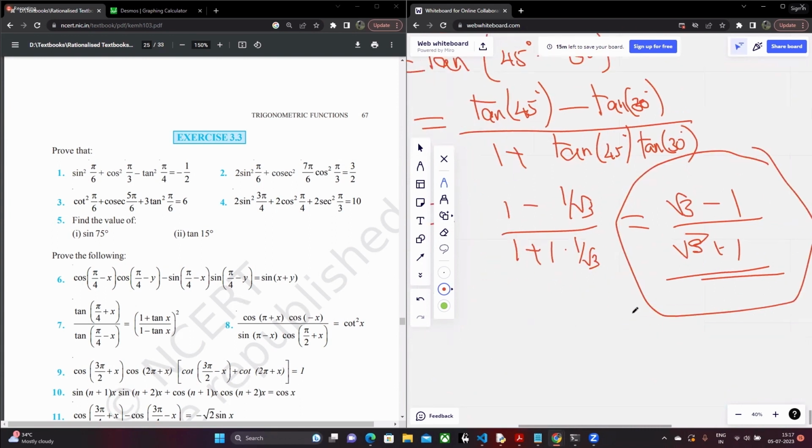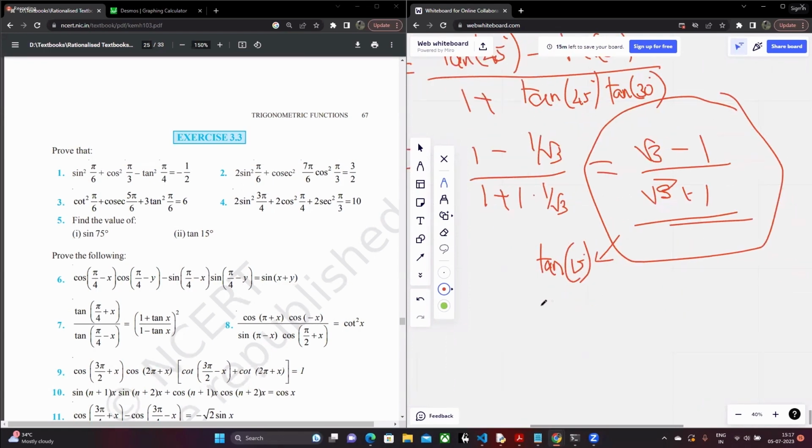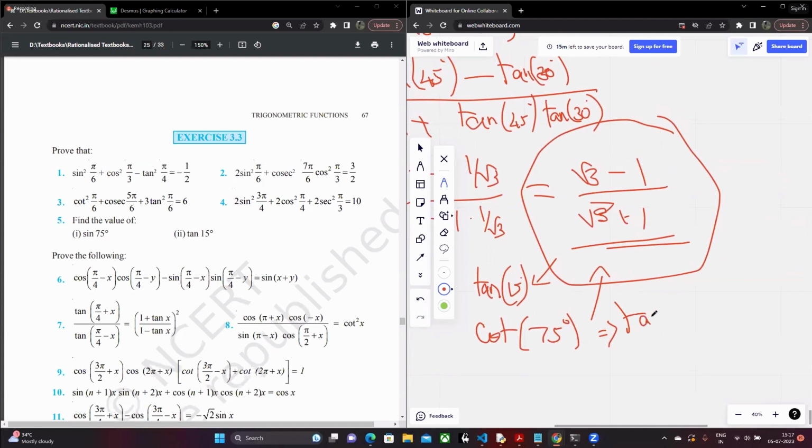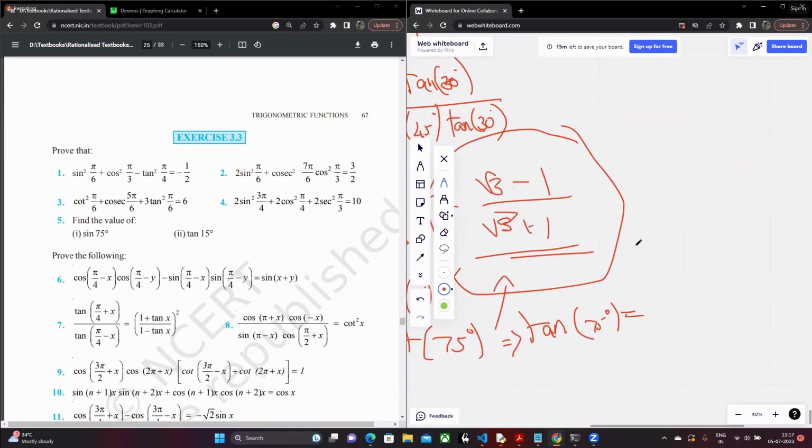This is the value of tan of 15 degrees, right? And since you know that this is going to be equal to cos 75 degrees, that means that tan of 75 is basically 1 by cos 75, right? So tan 75 degrees is going to be the inverse of this. So it's basically going to be root 3 plus 1 divided by root 3 minus 1.